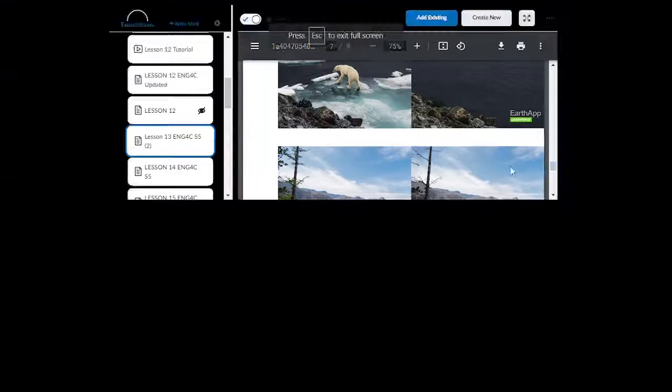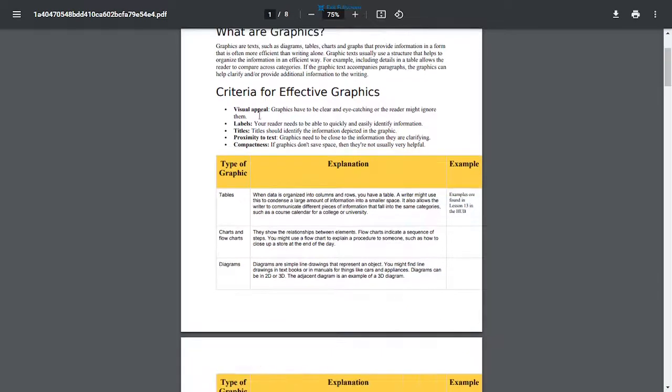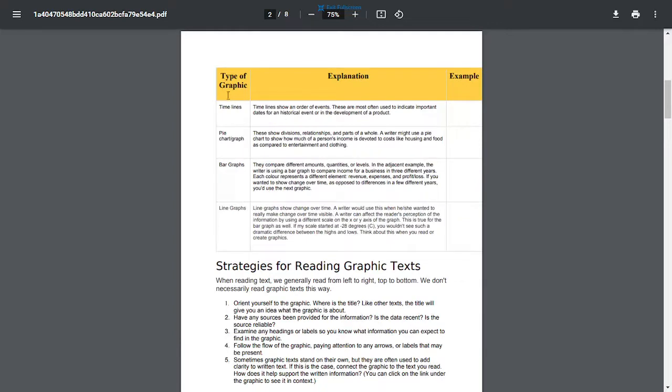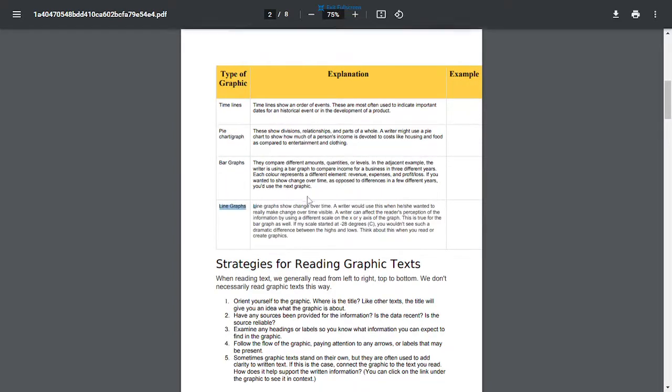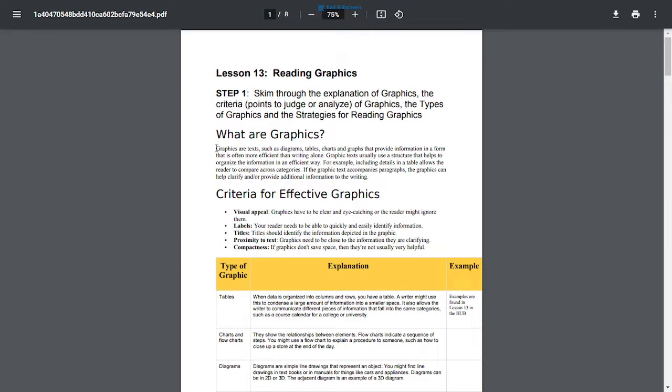Lesson 13. Let's make it nice and big here. We're at the beginning. This is about reading graphics. What are graphics? Graphics are pictures that include tables. That's a graphic. Charts, diagrams, timelines, pie charts, bar graphs, line graphs. All of these are graphics. Graphics help us to understand messages, and they can usually accompany text as well.